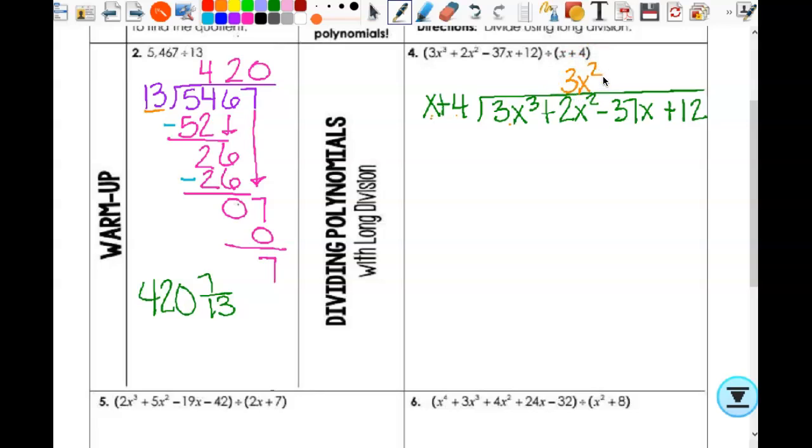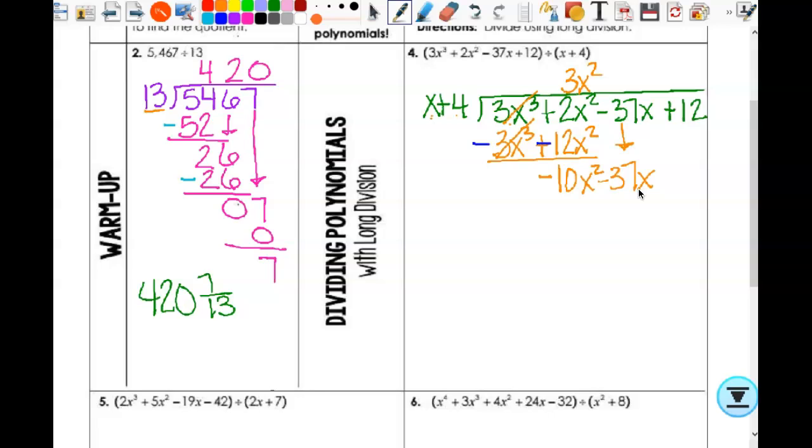And then I multiply back, just like we did over there. 3x squared times x, 3x cubed. And then 3x squared times 4, 12x squared. Then I go through and I change the signs on those 2 terms there. These 0 out. And then 2x squared minus 12x squared is negative 10x squared. Then I bring down the negative 37x. Then I do it all over again.